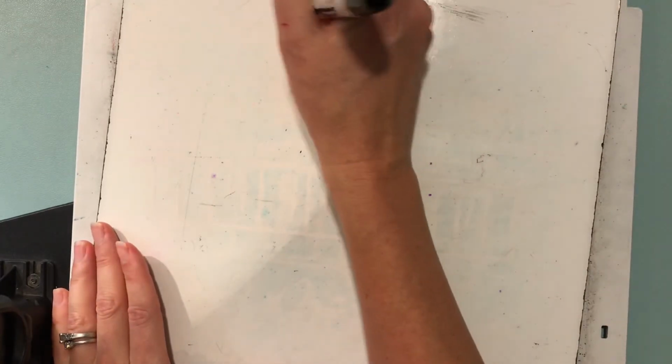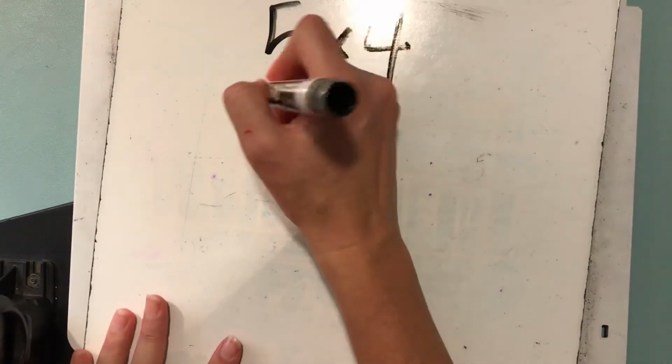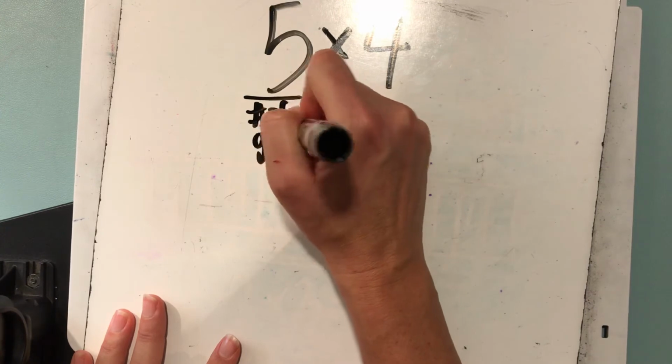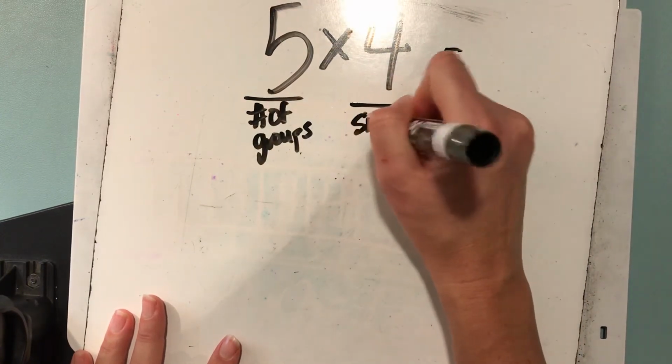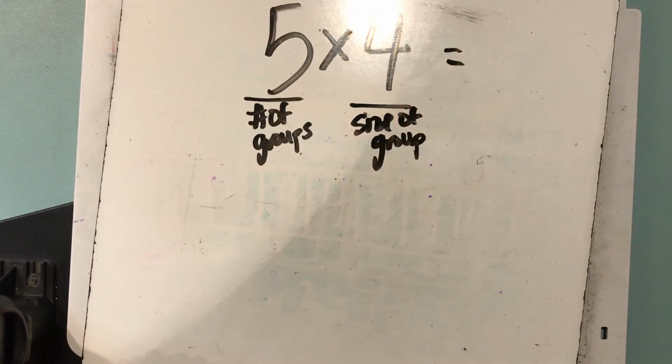Okay, now it's your turn. I want you to draw a tape diagram for 5 times 4. So this is the number of groups, and this is the size of the group. So now pause the video and see if you get it correct.